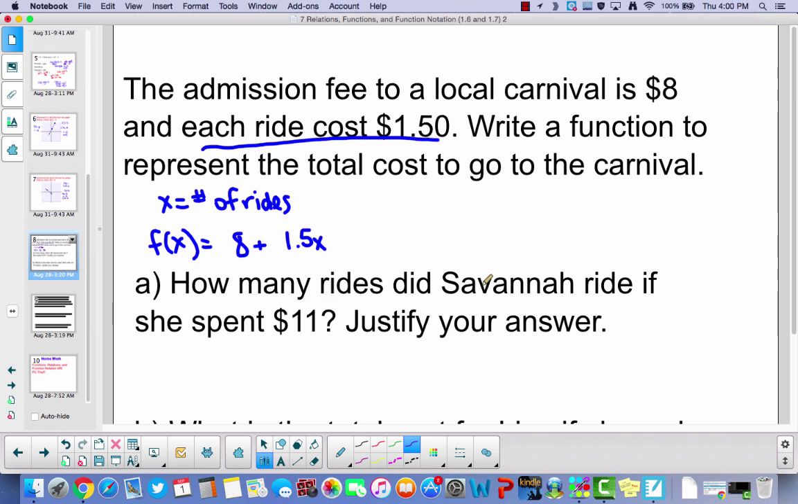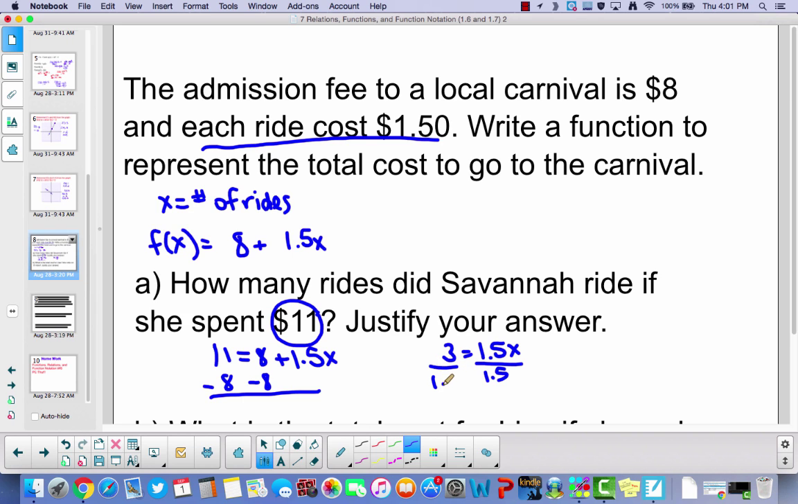This says how many rides did Savannah ride if she spent $11? The $11 is my total cost. f of x represents my total cost. So 11 is equal to 8 plus 1.5x. Solve by subtracting the 8. I get 3 equals 1.5x. Divide both sides by 1.5. And I get that x equals 2 rides.